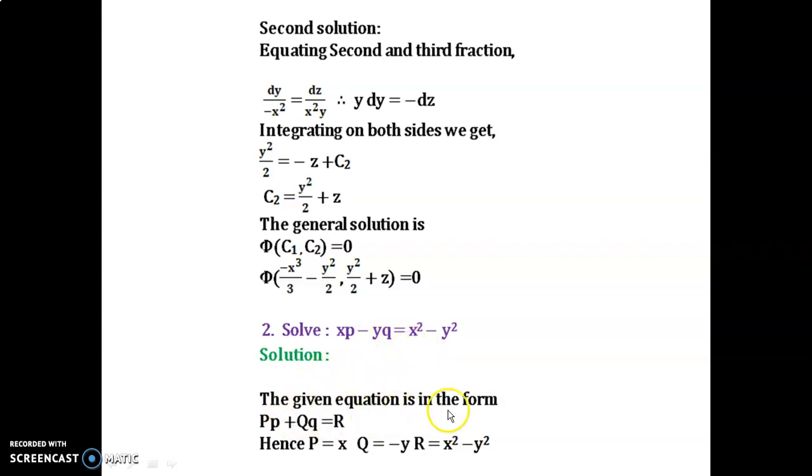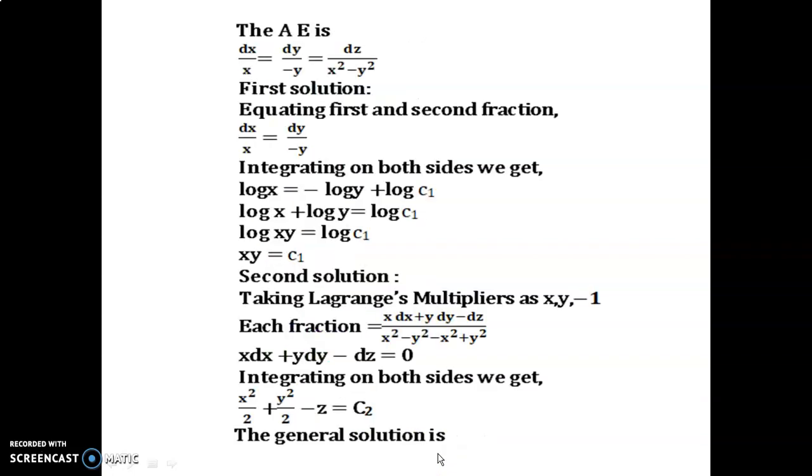The given equation is already in the form Pp plus Qq equal to R. So comparing, we get capital P equal to x, capital Q equal to minus y, and R equal to x square minus y square. The auxiliary equation is this.